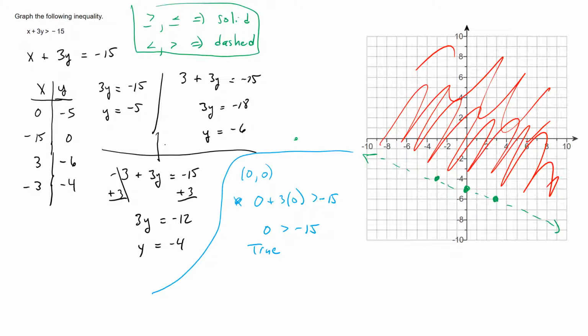If when I plug in 0, 0, I got a false statement, I would shade on the other side of 0, 0.